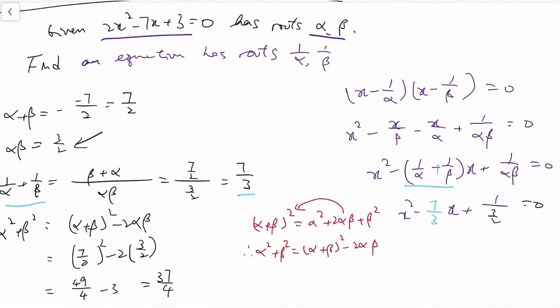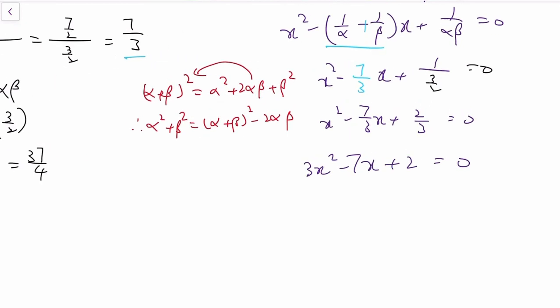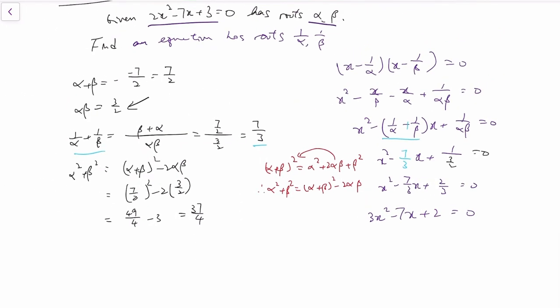Okay, so you can see how they are related. So an equation that would have 1 over alpha, 1 over beta as roots would be this. And then we usually would multiply both sides by 3 just to make things nice. This would be a quadratic that has roots 1 over alpha, 1 over beta. Alright, you can look at the original question and the answer and see how they are related, right?